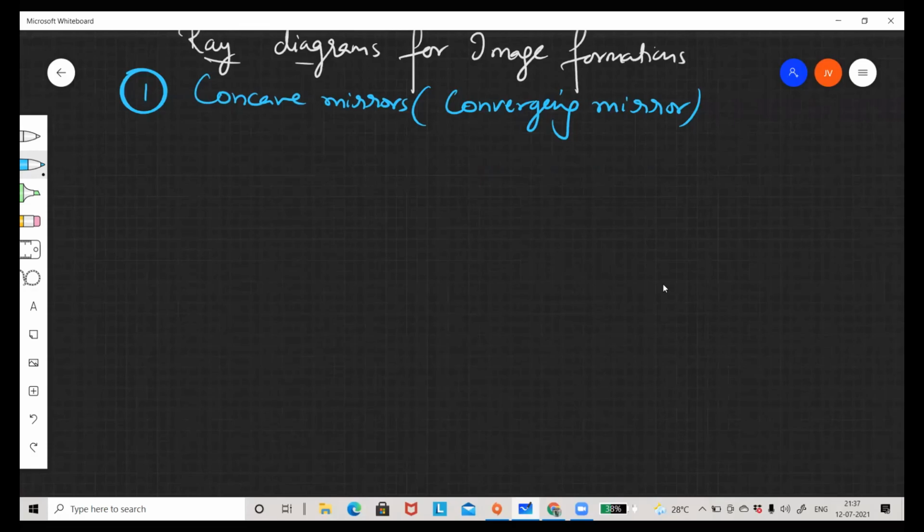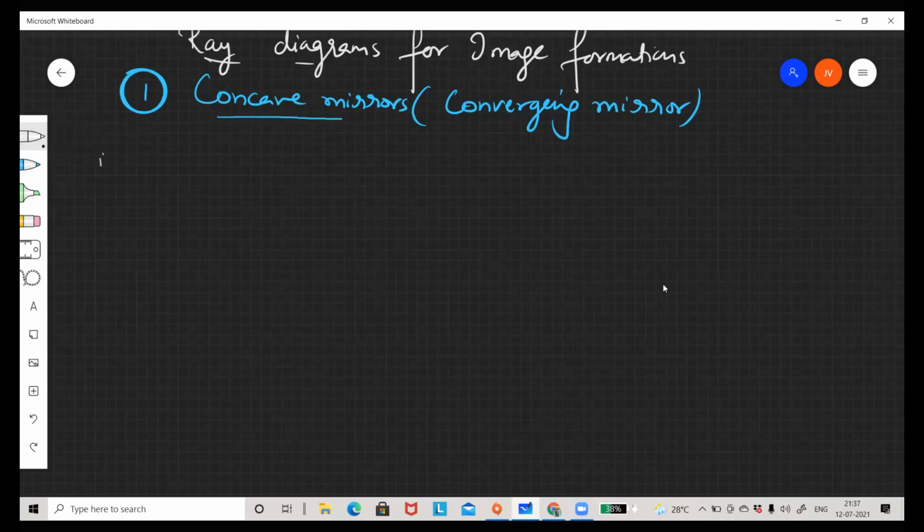Concave mirror, otherwise known as converging mirror. Maybe you'll come across what are the uses of concave mirror. Concave mirror is used as a shaving mirror, jewelry mirror, dentist mirror. And what are the uses of convex mirror? It is used for rear view in vehicles. It is used in street lamps. It is used in shops also for wider view. Okay, right. So, 6 cases of image formation.